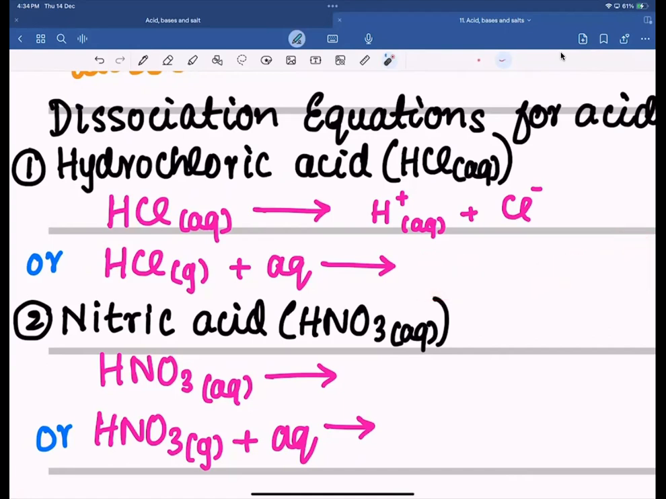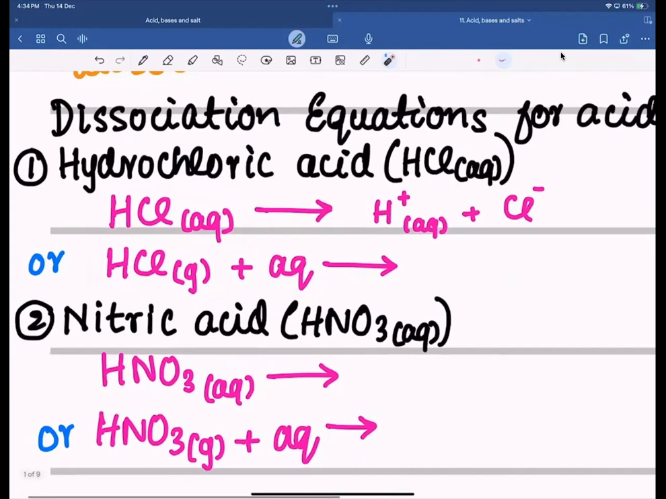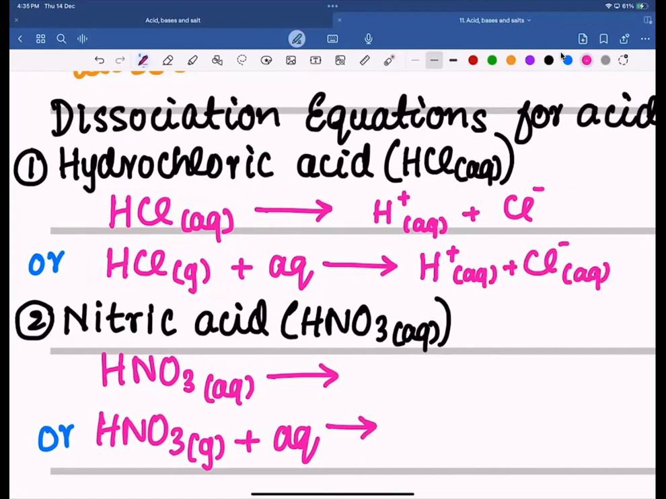Okay, so either we can write hydrochloric acid HCl directly in the aqueous form, or if we write it as a gas, then we will write AQ over here, which indicates that this gas is being dissolved in water. So when it is dissolved in water, it will break into ions. Hydrogen ion will be produced, and chloride ion will be produced as well. Is this clear? Yes. Yes, Khatija, Manahil, and Sania. Yes, sir.